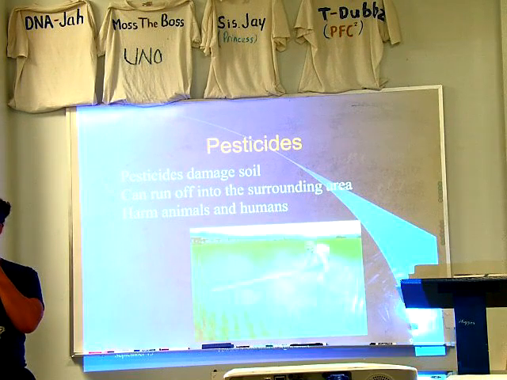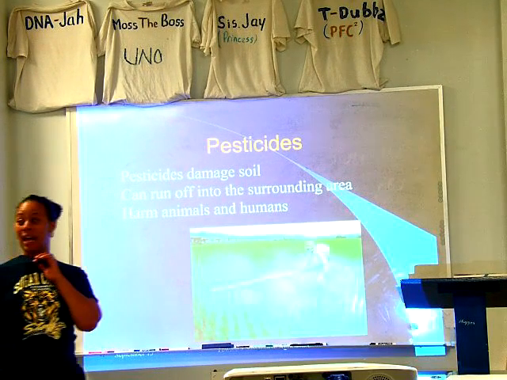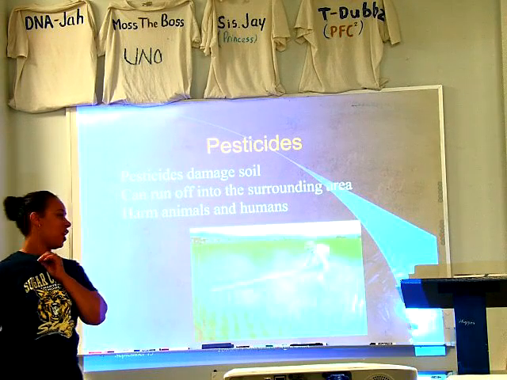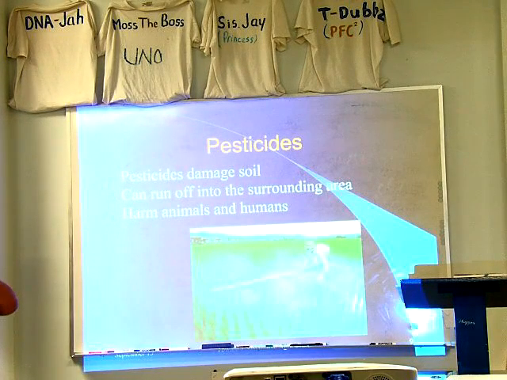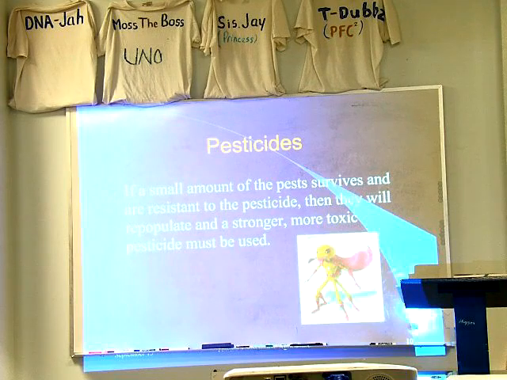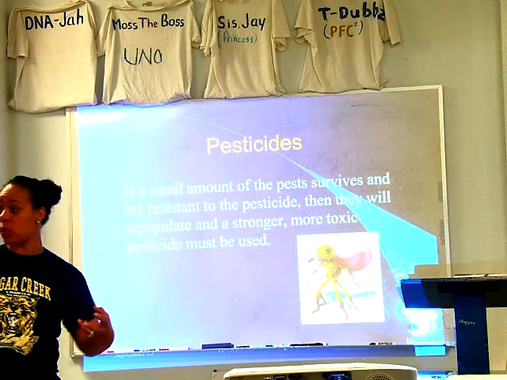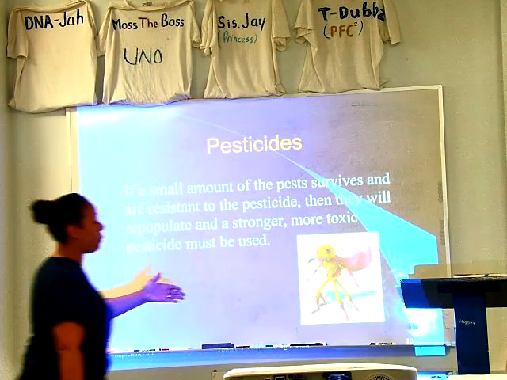So we filled out our third box on pesticides. In addition to talking about pesticides, if a small amount of pests survive that pesticide, they now have become resistant, which means that it does not affect them. So they become superbugs. They will then repopulate. If you're a superbug and you mate and make more bugs, your offspring is going to be a mini superbug, meaning you pass this resistance to the pesticide to your offspring.